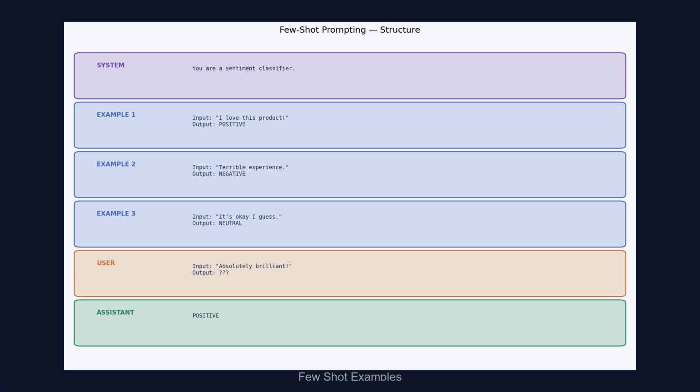When absolutely brilliant arrives as the live input, the model doesn't need to reason from scratch. The pattern is already established. The key insight is that the examples aren't just helpful hints, they're behavioral constraints. The model learns from the few-shot context that the only acceptable outputs are positive, negative, and neutral. No elaboration, no hedging, no explanation. Format your examples to reflect exactly the output behavior you want.